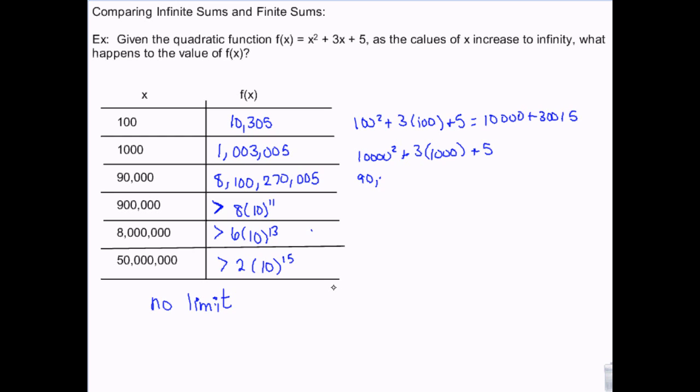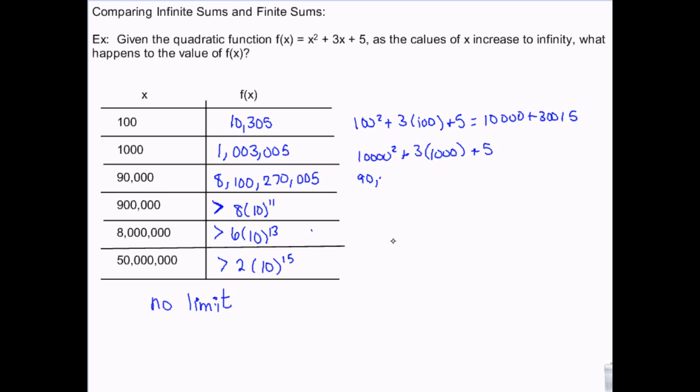So this is not one of those examples, like I was telling you, where you can have a number that it gets close to. This doesn't get close to anything except infinity itself, which is not a number, as we discussed.